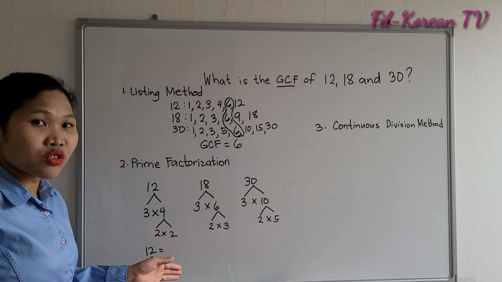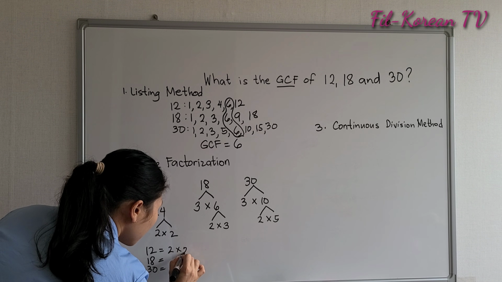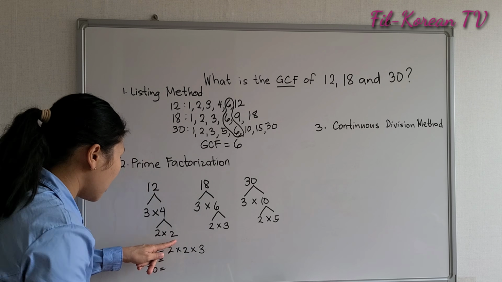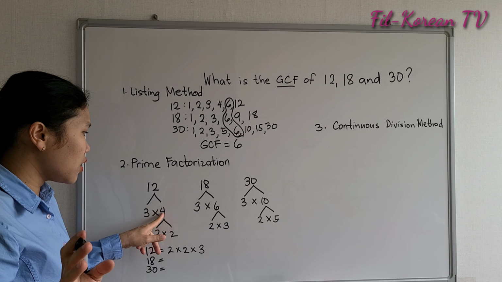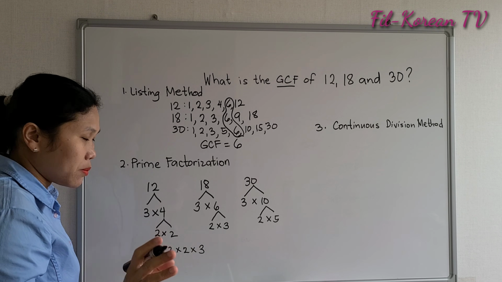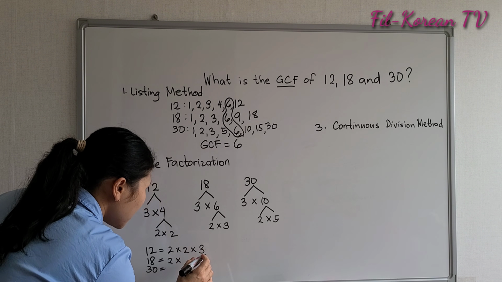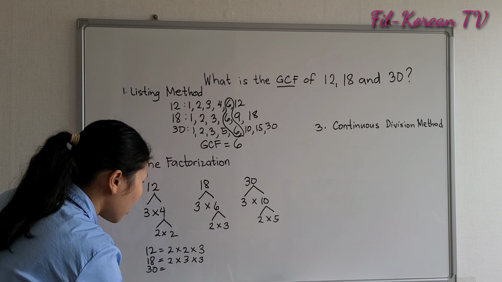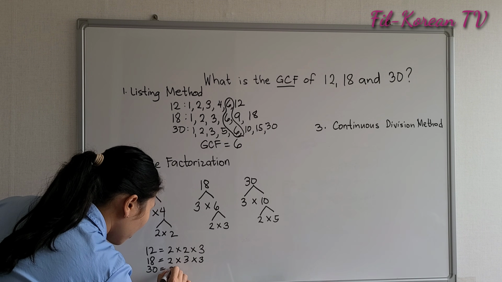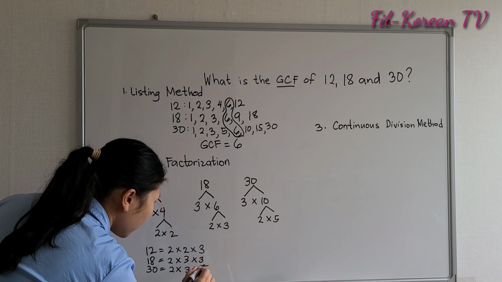Arrange the prime factors from lowest to highest. 2 times 2 times 3. Only the prime factors, not this one, but only the prime. Then, 2 times 3 times 3. And then, 2 times 3 times 5.